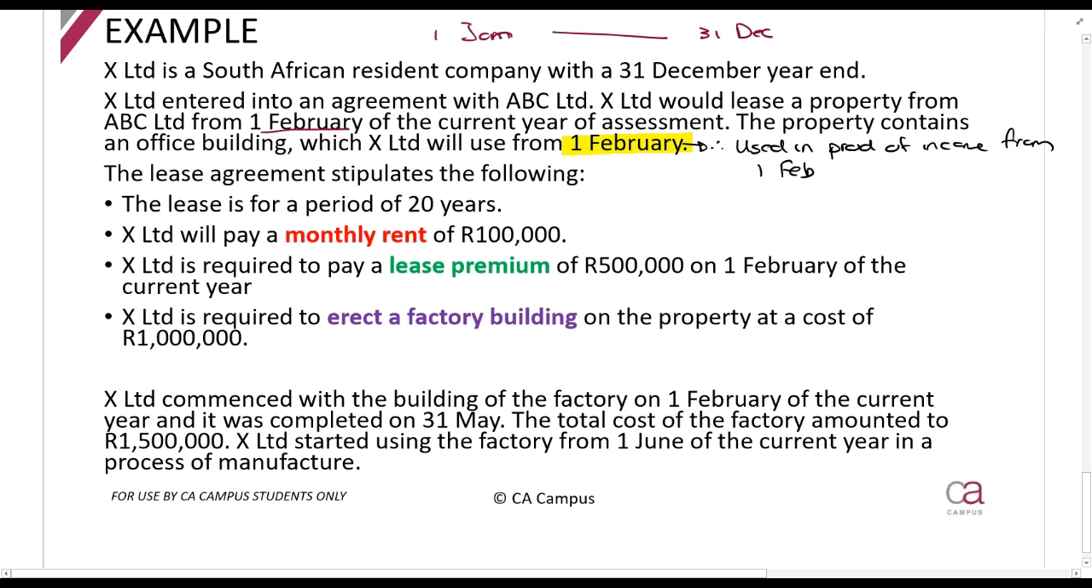Now it tells us that the lease is for a period of 20 years. The monthly rent is 100,000 rands.